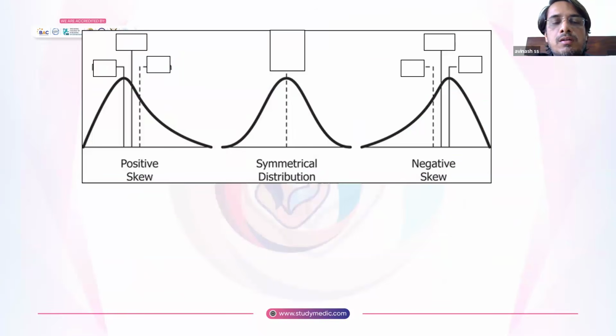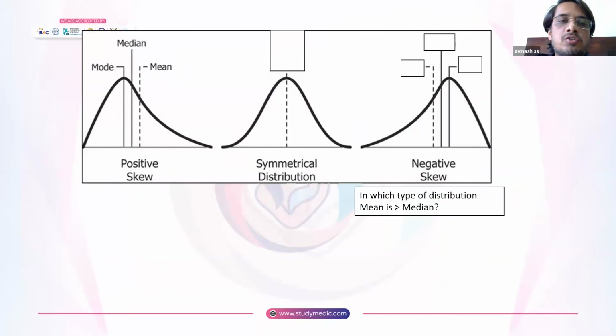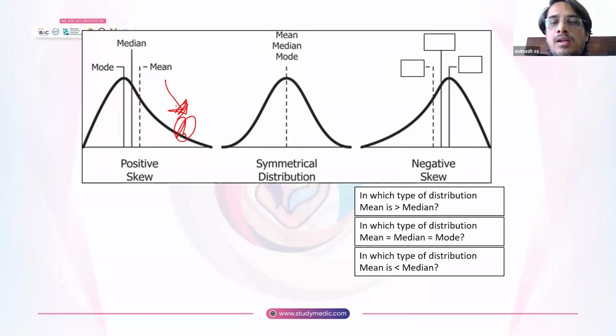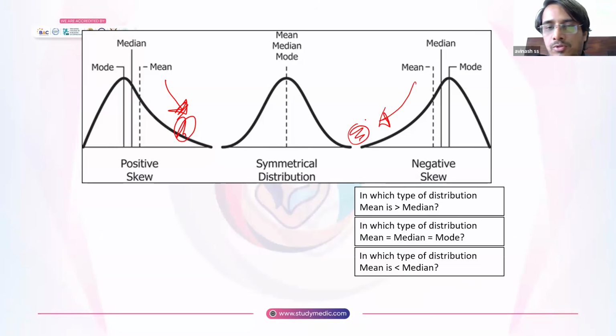Now looking at this distribution, which distribution has mean, median and mode similar? It is the centralmost data. In which type of distribution will the mean be more? It is the positively skewed distribution, where mean will be drawn outside towards the higher side, and equal is symmetrical distribution, and in the negatively skewed distribution mean will be lesser than the median. These are other simple questions that are asked.